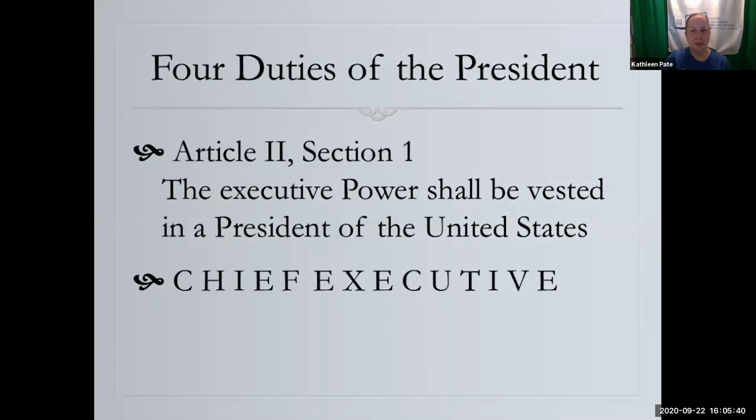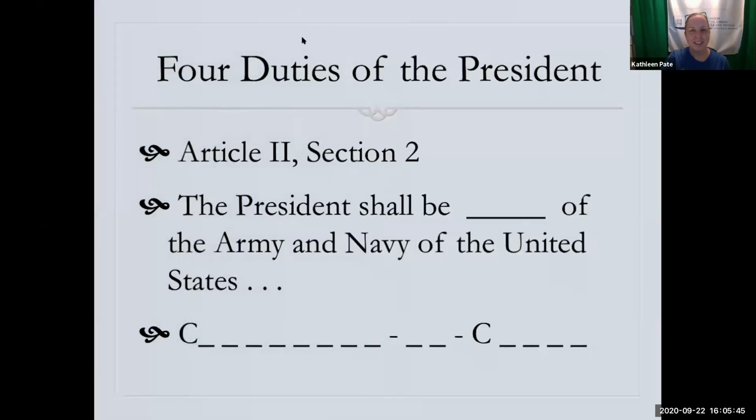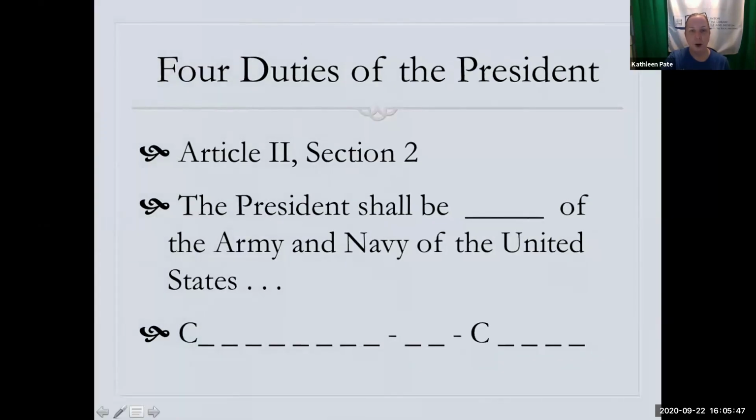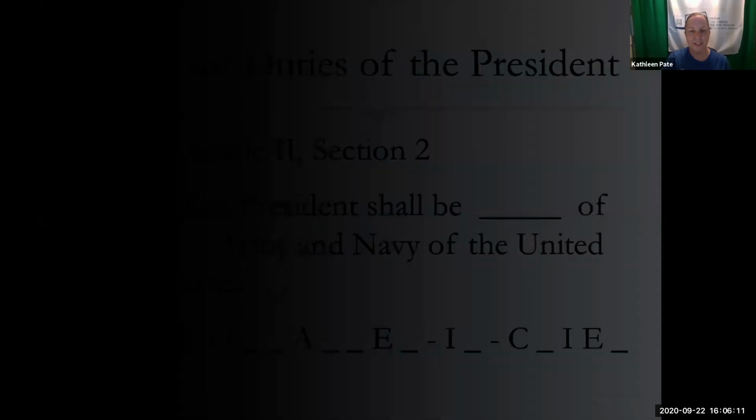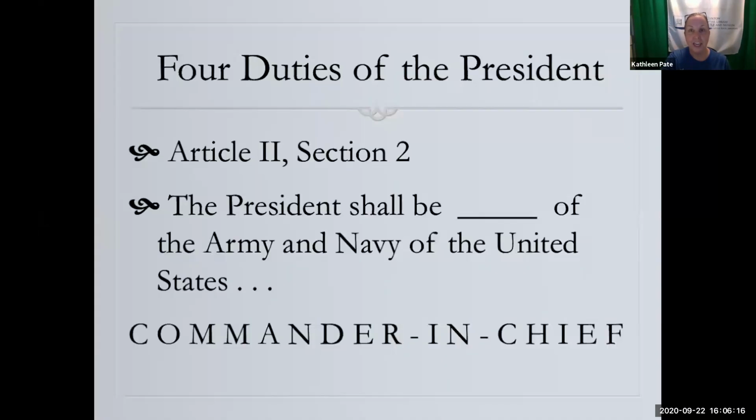Next up. The president shall be blank of the Army and Navy of the United States. Starts with a C. It's a different C. Would you like to buy a vowel? Easy. Commander in chief. Thank you, Sylvia. Yes, you are correct. So let's fast forward through the vowels and the answer. So we've got two of the four C's: chief executive and commander in chief.